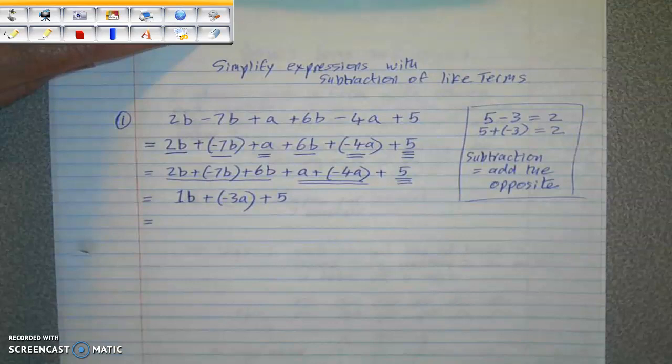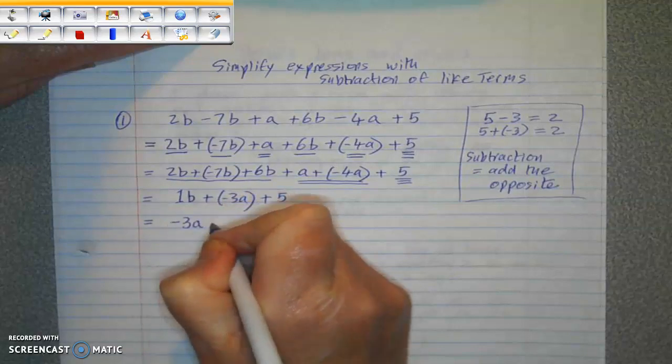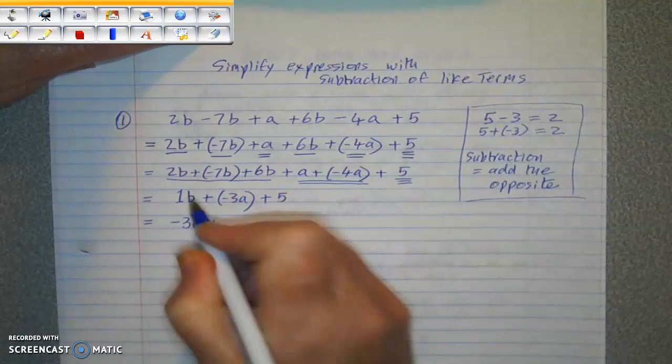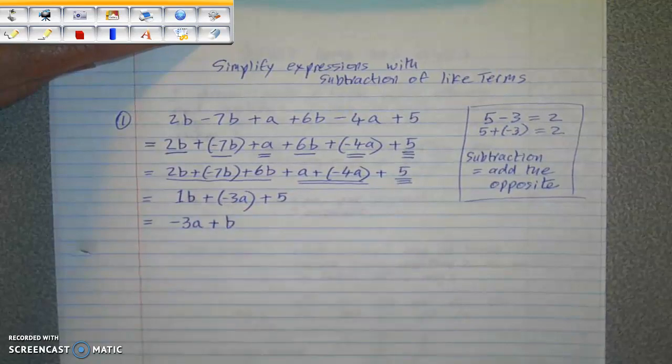So let's sort this out the way that an expression would normally be written. Usually the variables are given in alphabetic order and the constant term is at the end. So this would normally be written as negative 3a plus, and we don't usually write the 1. If it's 1b, we just usually write b plus 5.